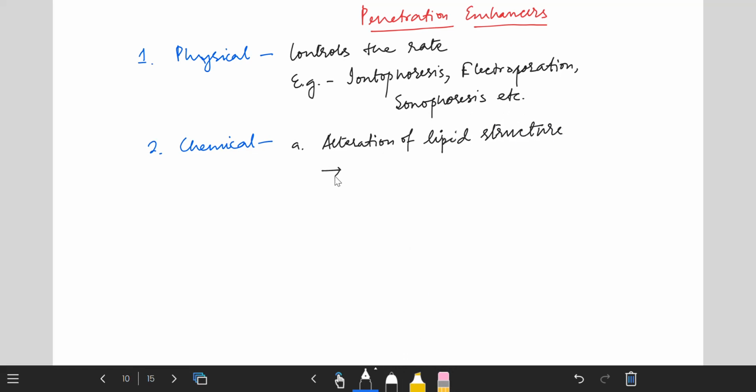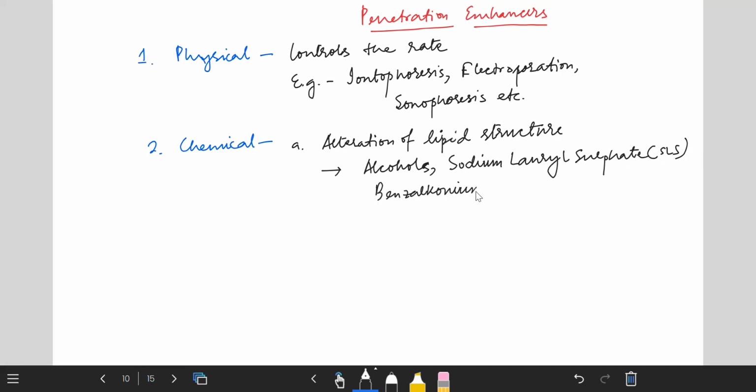Which kind of compounds actually alter the structure of lipid? These are alcohols, sodium lauryl sulfate, or SLS, benzalkonium chloride, etc.